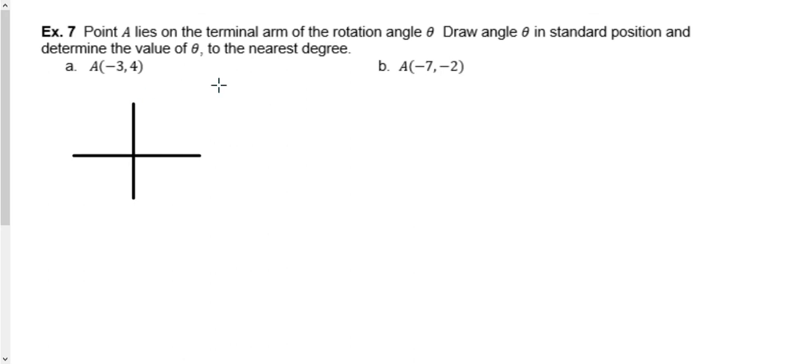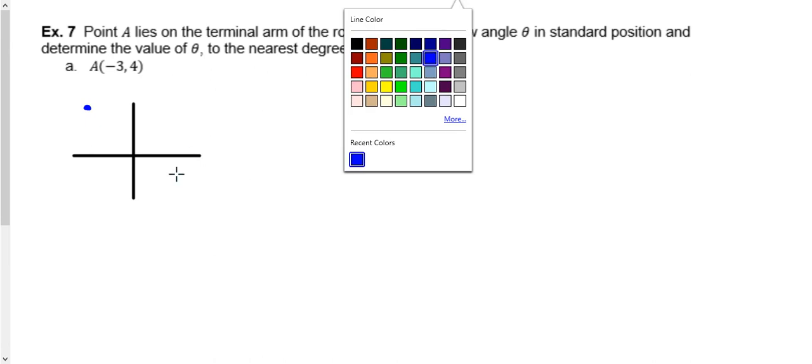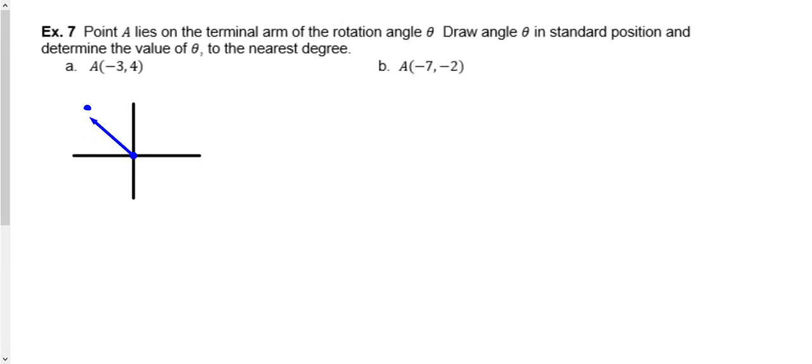If I'm at -3, 4, well, -3 is going to be 1, 2, 3, somewhere around here, and +4 right up here. So let's put a coordinate dot right there. And I want to find this line here from the origin to that coordinate dot. That's what you want to find. So it's easier for me, I'm just going to redraw a little triangle here and label my triangle.